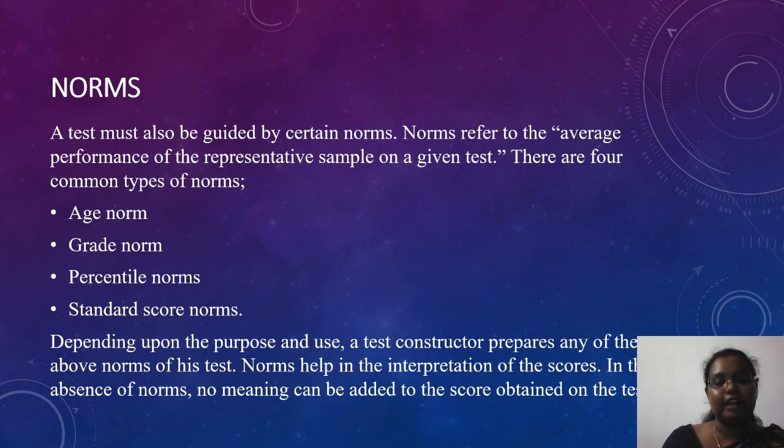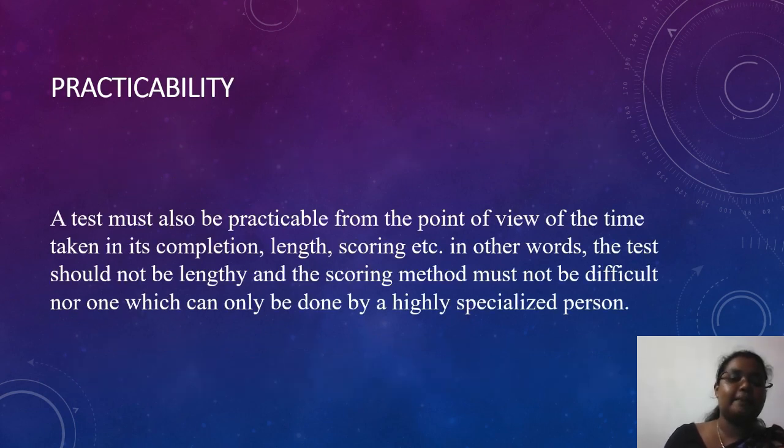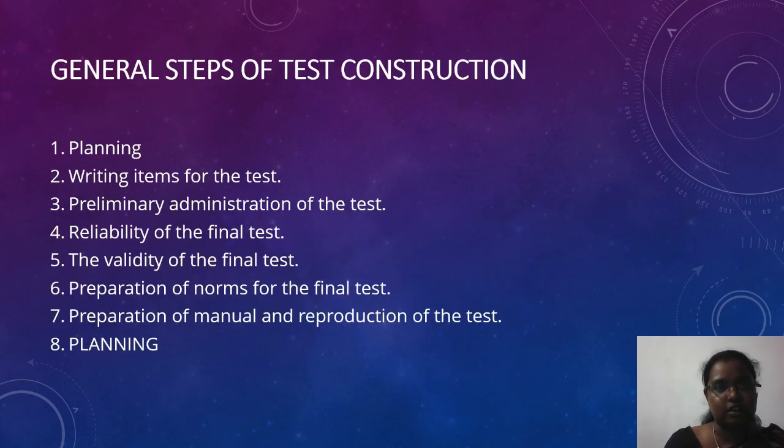Norms help in interpretation of the score. In the absence of norms, no meaning can be added to the score obtained on the test. So next is practicability. A test must also be practicable from the point of view of the time taken in its completion, length, scoring, etc. In other words, the test should not be lengthy and the scoring method must not be difficult, nor one which can only be done by a highly specialized person.